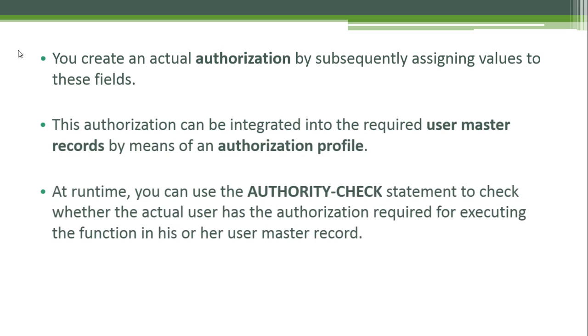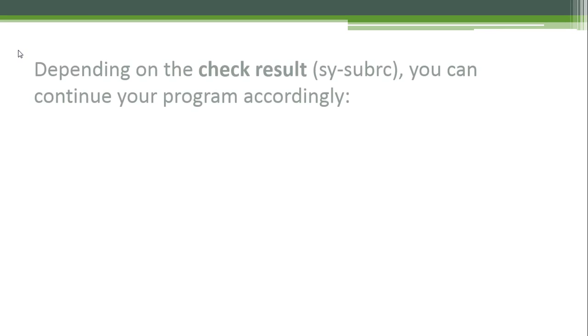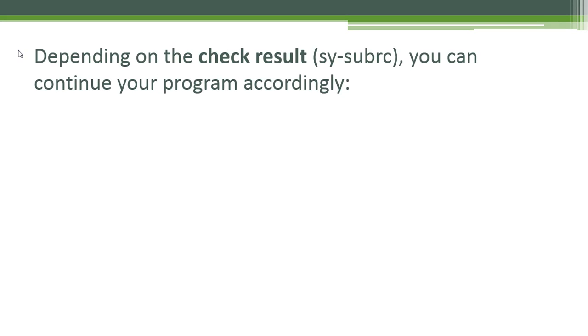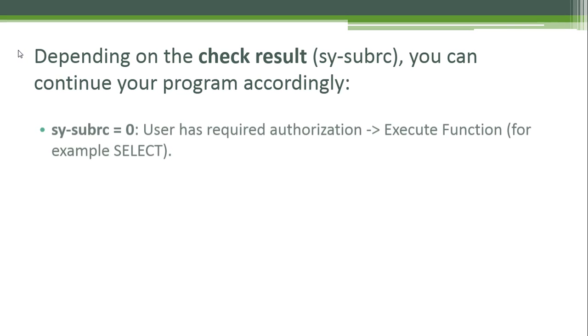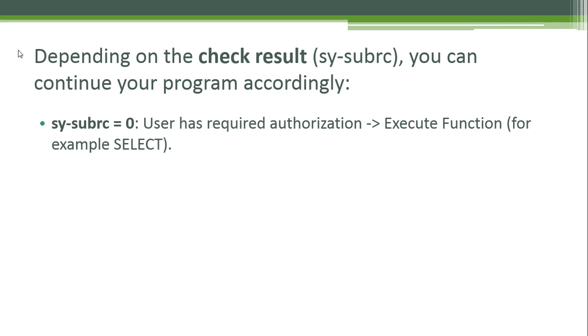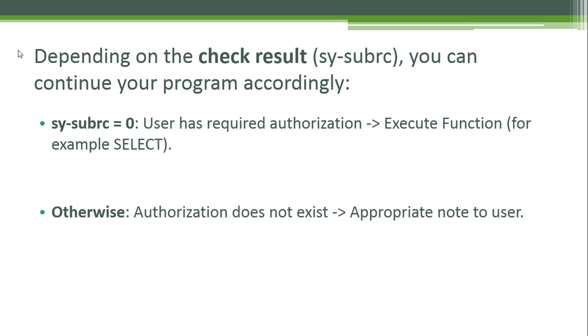At runtime, you can use the AUTHORITY-CHECK statement to check whether the actual user has the authorization required for executing the function in his or her user master record. Depending on the check result, SY-SUBRC, you can continue your program accordingly. If SY-SUBRC equals 0, the user has the required authorization, so you execute the function, for example, the SELECT. Otherwise, if SY-SUBRC is not equal to 0, the authorization does not exist, so you send an appropriate note to the user in the form of a message.